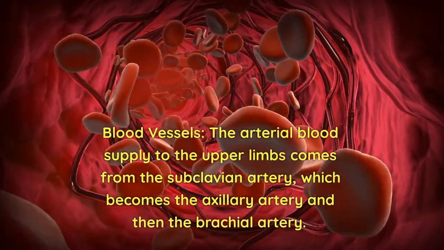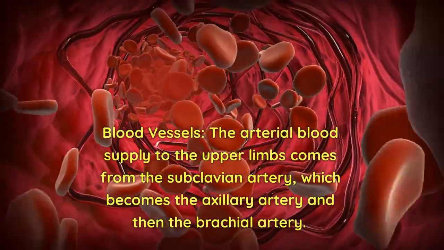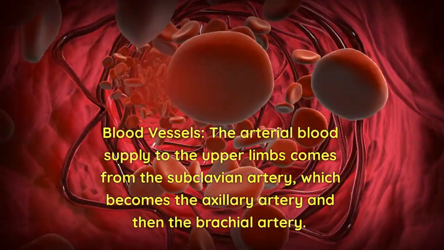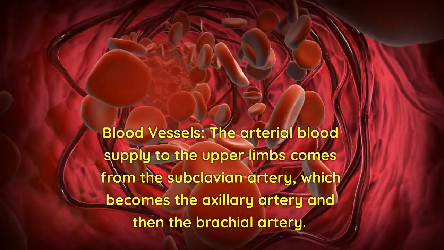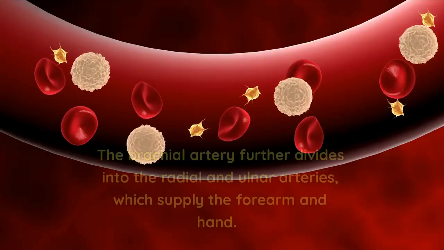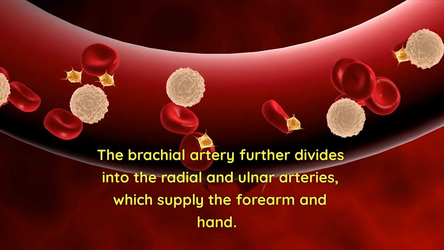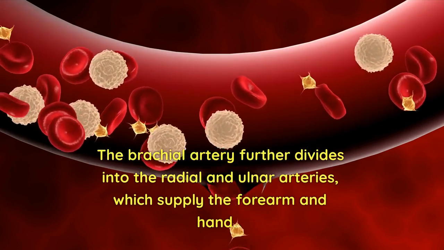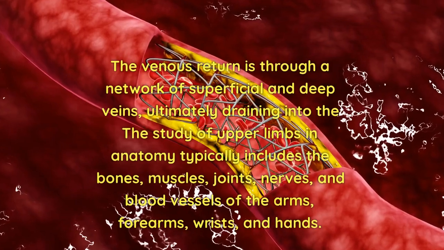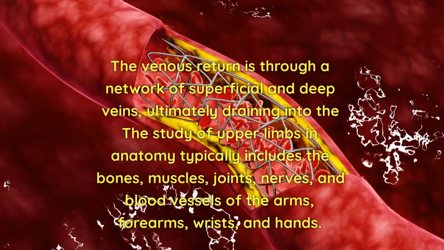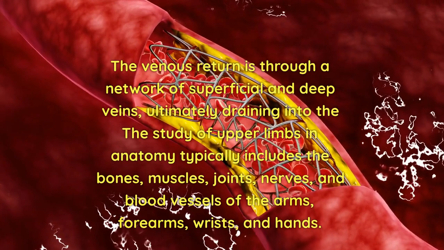Blood vessels. The arterial blood supply to the upper limbs comes from the subclavian artery, which becomes the axillary artery and then the brachial artery. The brachial artery further divides into the radial and ulnar arteries, which supply the forearm and hand. The venous return is through a network of superficial and deep veins.